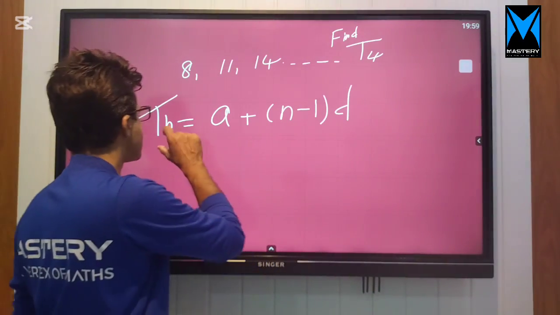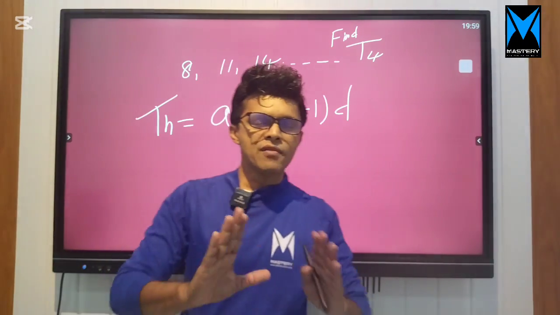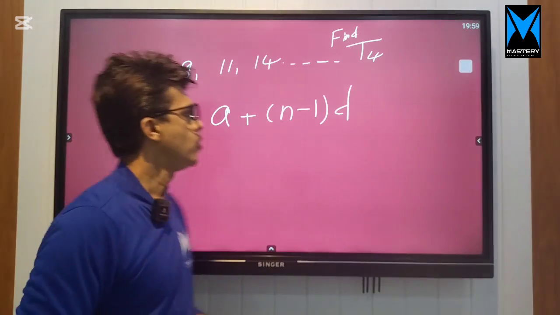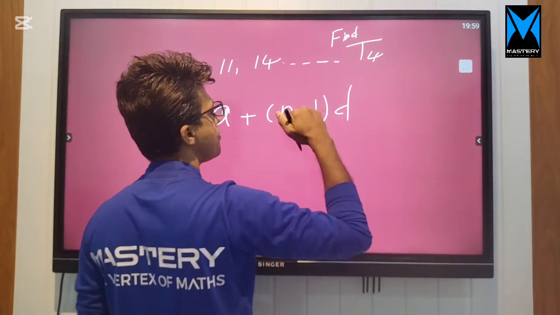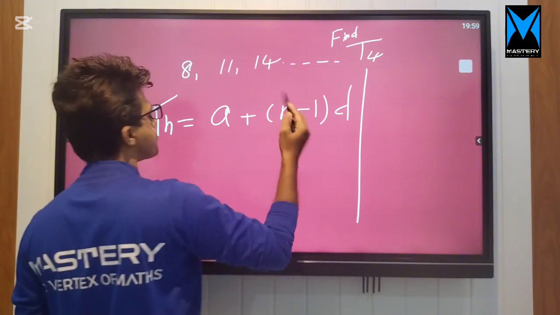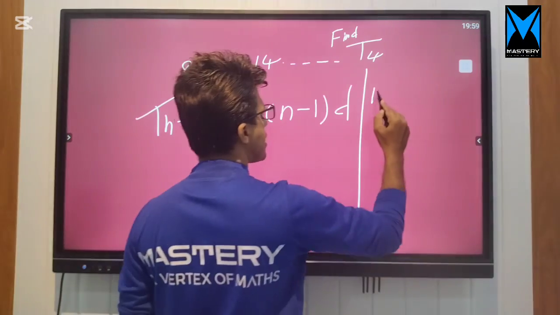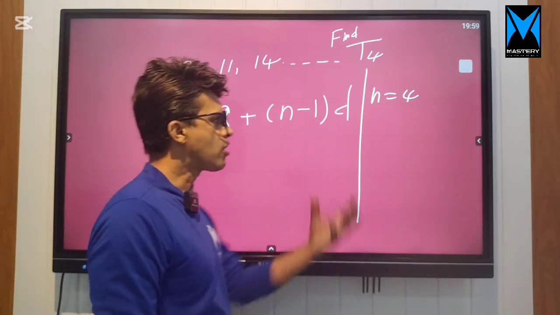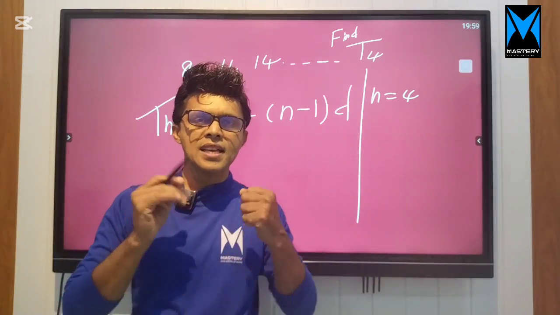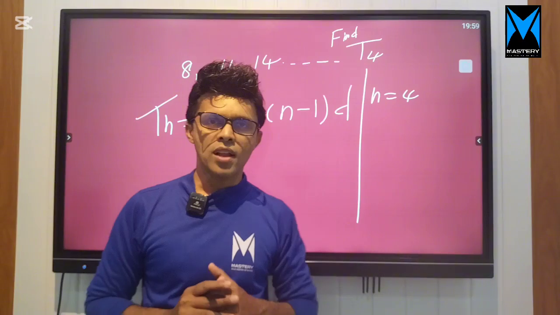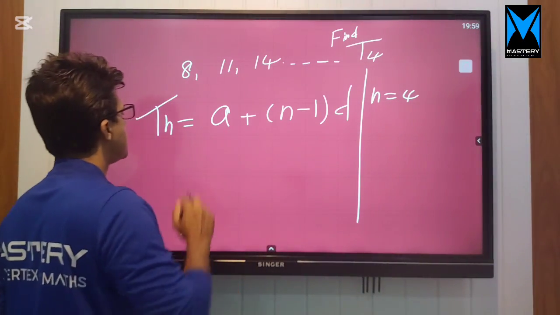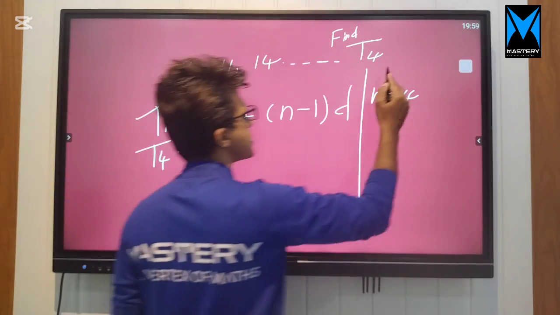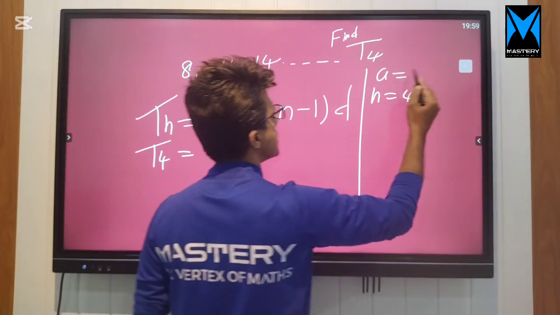What is Tn? Tn means the general term. We need to find the fourth term, therefore n equals 4. If you are asked to find the fifth term, then n equals 5. If you are going to get the 12th term, then n equals 12. Likewise. So here n equals 4. Previously I taught you that the first term here is a equals 8.